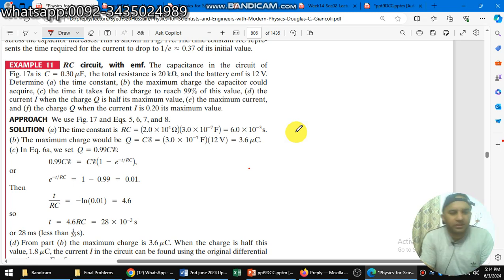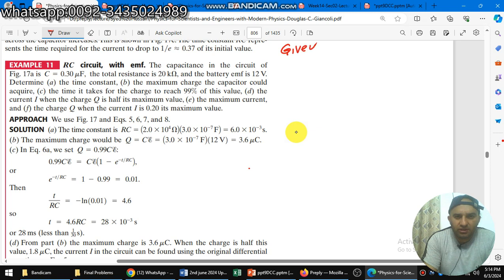So we continue with example 11. Okay, RC circuit with EMF. Let me explain the given information. The capacitance C is 0.30 microfarad, the total resistance R is 20 kilo ohm, and the EMF of the cell or battery is 12 volt.